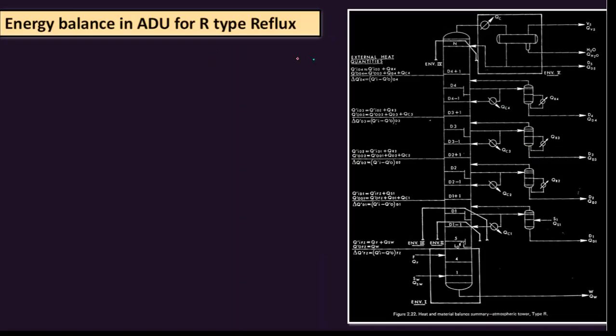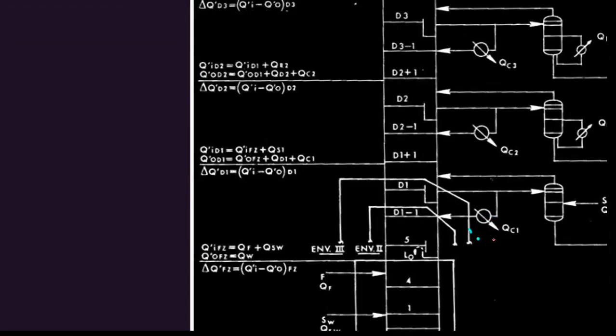Similarly, for the energy balance for the R type refluxes, you can see that for every product there is continuously a reflux going back and heat is taken out. So in this also you have to incorporate QC1, QC2 in terms of energy out, not in the energy in. In this way, all the expressions are given here.